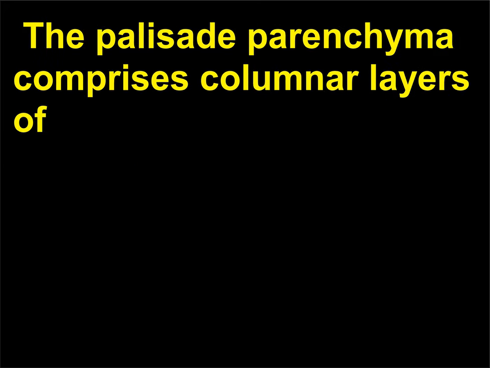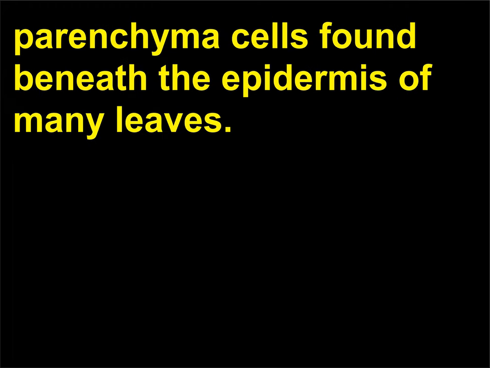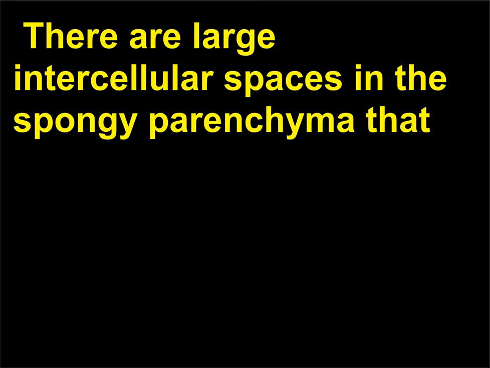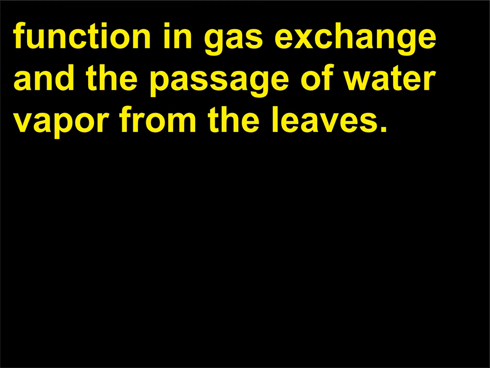The palisade parenchyma comprises columnar layers of parenchyma cells found beneath the epidermis of many leaves. The spongy parenchyma is a mass of cells that are irregular in shape and often highly branched. There are large intercellular spaces in the spongy parenchyma that function in gas exchange and the passage of water vapor from the leaves. These spaces are connected to the stomata.